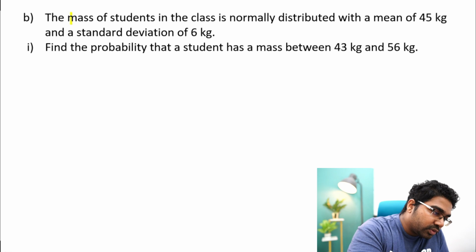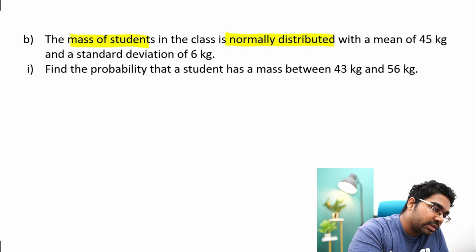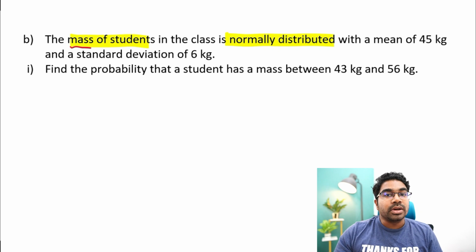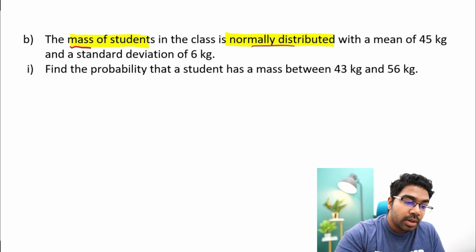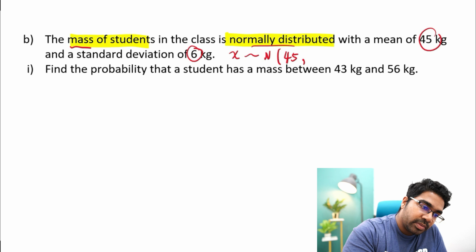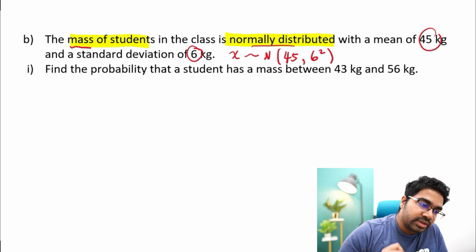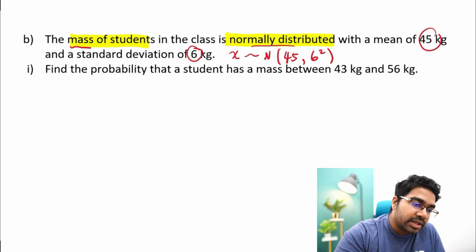The mass of students in a class are normally distributed. So you can see the data that we are dealing with this time is mass. This is a continuous variable. It is not a discrete variable. It's normally distributed with a mean of 45 kg and standard deviation of 6 kg. So let's write that down first. X is distributed normally with a mean of 45 kg and a standard deviation of 6. Remember, when we write in this form, this is variance, not standard deviation. So we have to write 6 squared, because variance is the square of standard deviation.